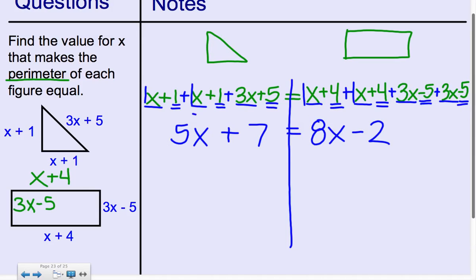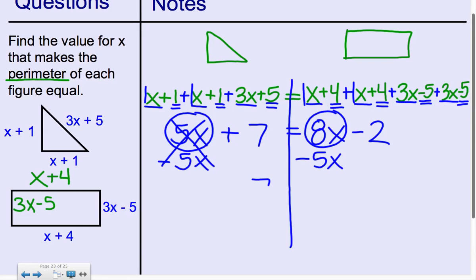Now we have a variable on both sides. So I'm going to circle my couple. I could either subtract 5x on both sides or 8x on both sides. I'm going to choose 5x because that's going to keep my answer positive. 5 and negative 5 make 0. So it's positive 7 equals 3x minus 2.